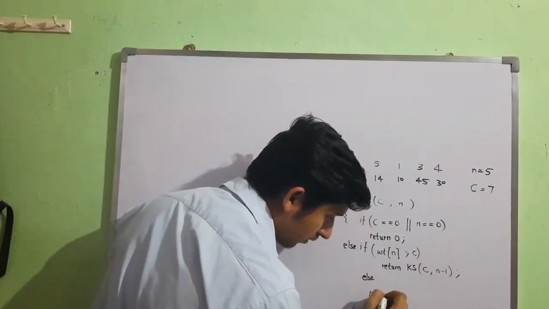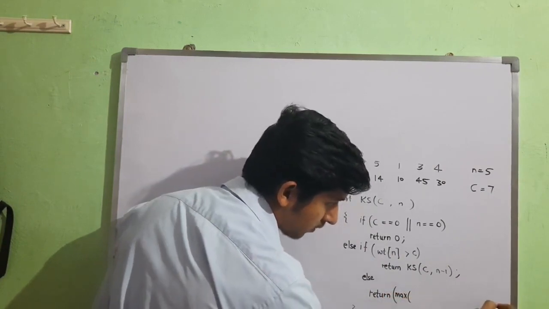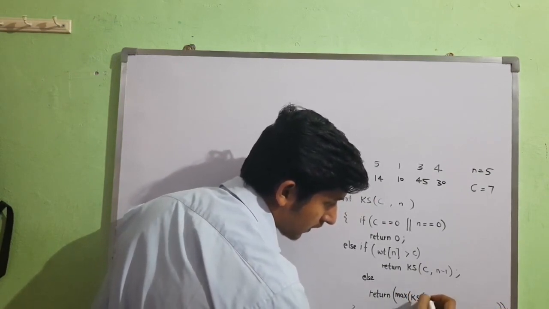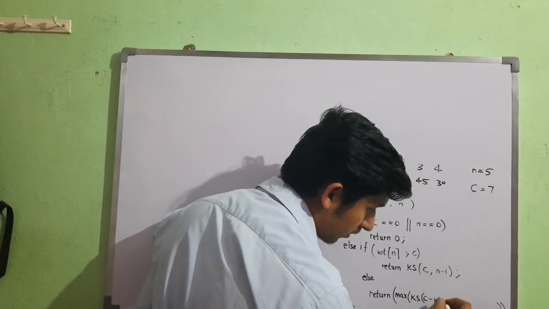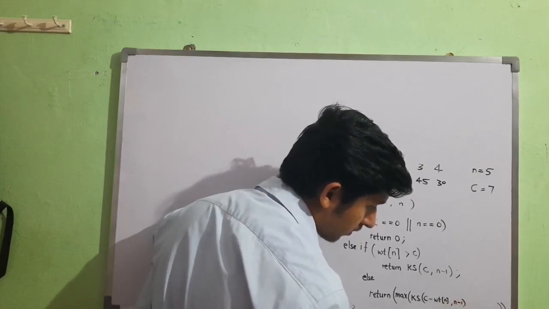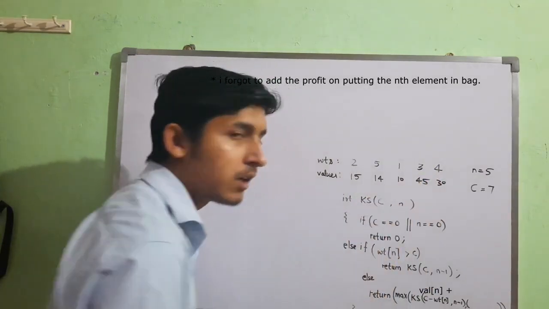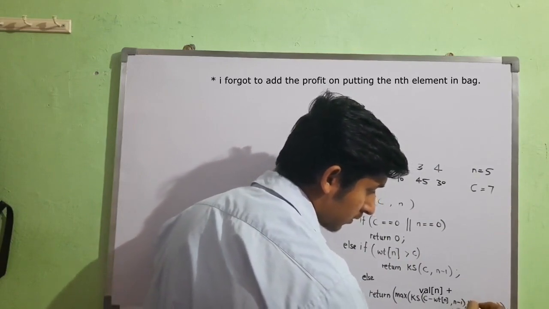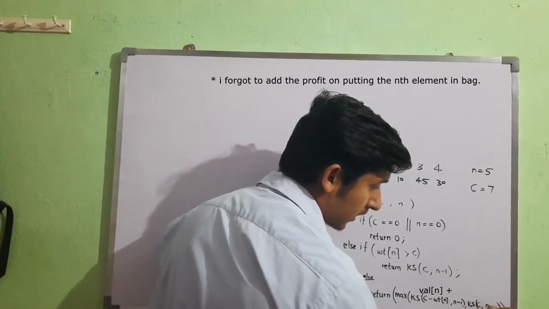It will return the maximum of two cases: the knapsack that included the last element, so the capacity is reduced, and the elements also, or I might not be including this element to get maximum profit, so I'll write the same capacity but not including this element.